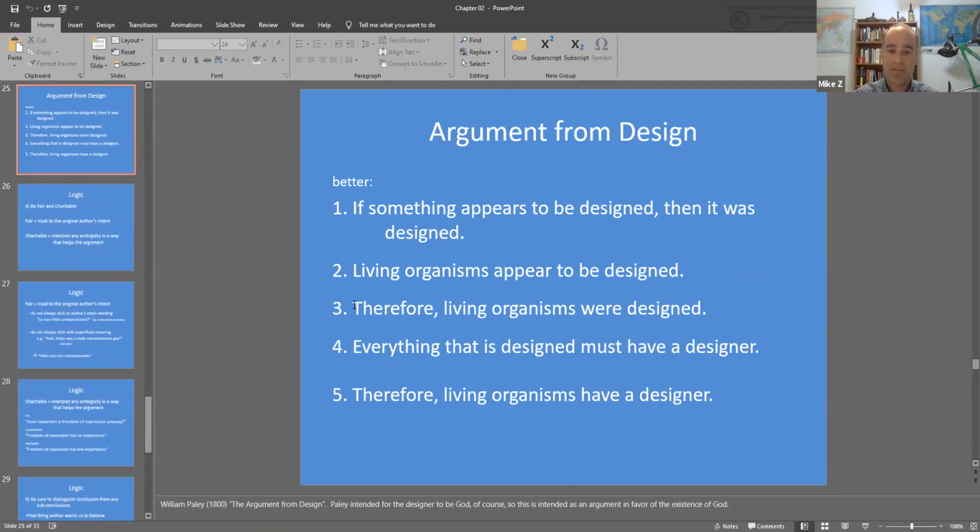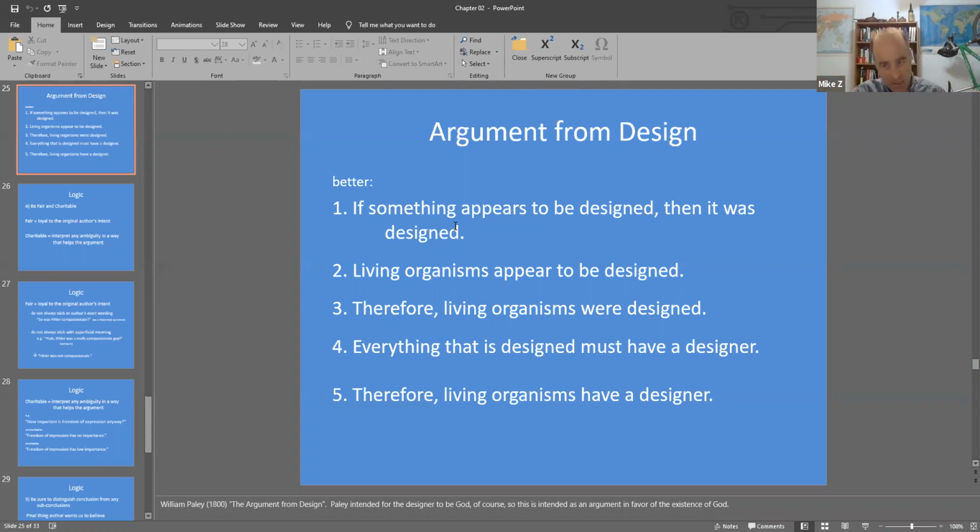So notice we've got a therefore in premise 3, in line 3 here. So that's a conclusion. Therefore living organisms were designed. That's a conclusion based on the first 2 premises. But it's not really the take-home message that William Paley wants us to get from this argument. He wants us to believe that organisms were designed, sure, but that's not where he stops. If he just stopped there, then that wouldn't achieve his ultimate goal. His ultimate goal was to give us reasons for believing in God.